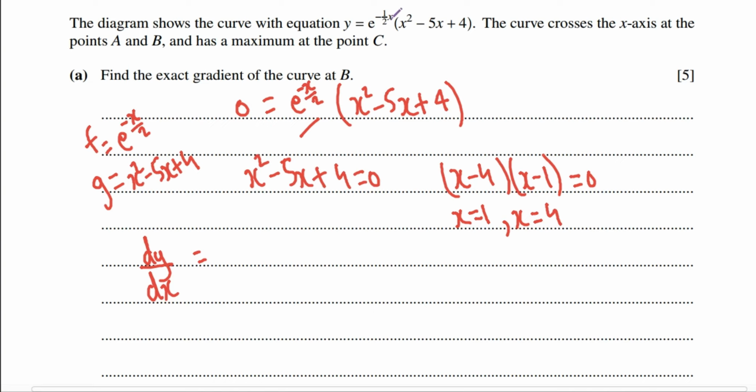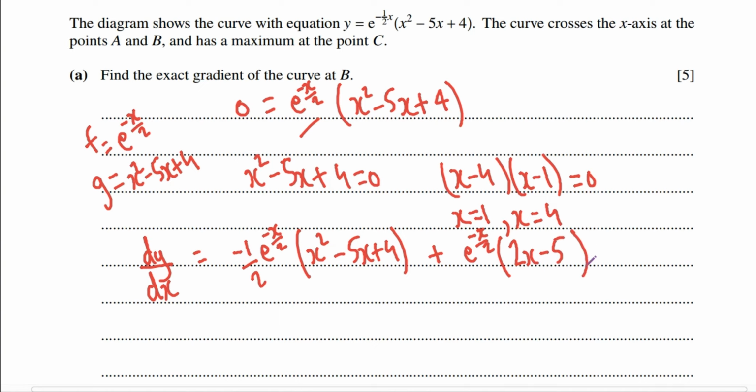We take the derivative of the first function, which is negative a half times e to the negative x over 2, and we just multiply it by the other function, x squared minus 5x plus 4. Then we add that to the first function left as it is, e to the negative x over 2, times the derivative of the second function, which is 2x minus 5. This is using the power rule, of course.